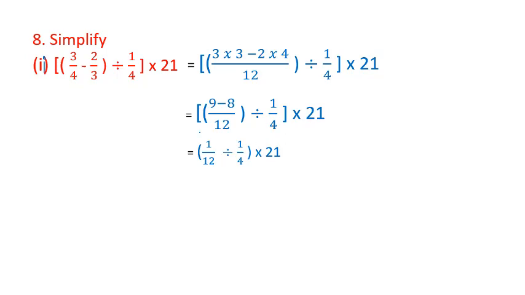Now you can change the division sign to a multiplication sign, so 4 will go up and 1 will come down. Now 4 3s are 21, right? So 21 by 3, and 3 7s are 21. So your answer here is 7.